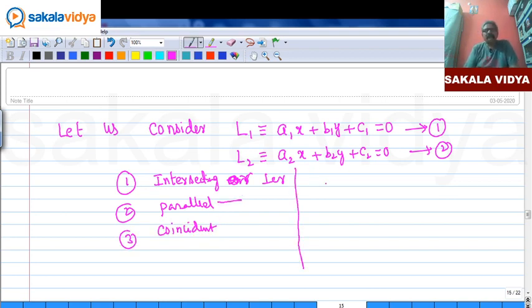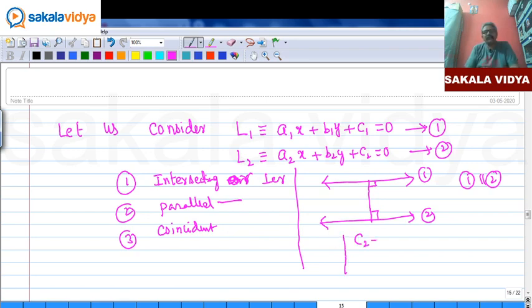For example, these two are parallel, 1 and 2 are parallel. How to find out the perpendicular distance between these two lines? The distance between the parallel lines is given by the formula mod of C2 minus C1 by root of A1 square plus B1 square, because if they represent parallel lines, these coefficients must be the same. Only the constants differ.